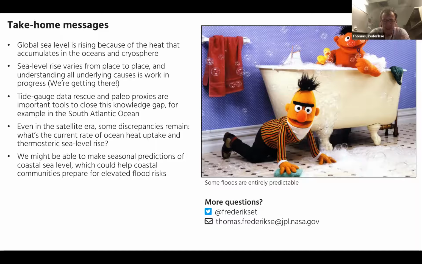And finally, with all this knowledge of what's causing sea level rise, we might also be able to make seasonal predictions of coastal sea level, which can really help, especially when these predictions get better over time, to prepare for flood risks a few months ahead of time.